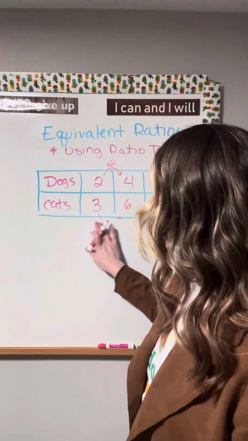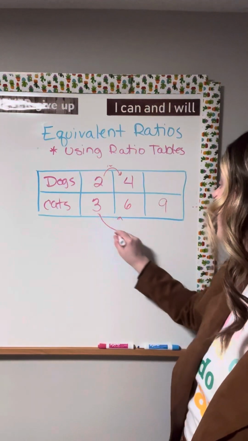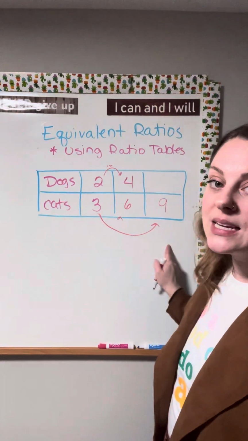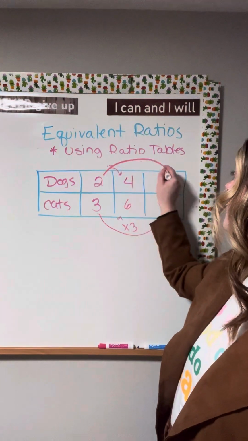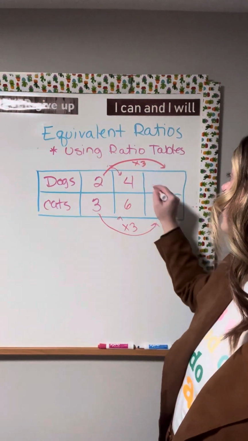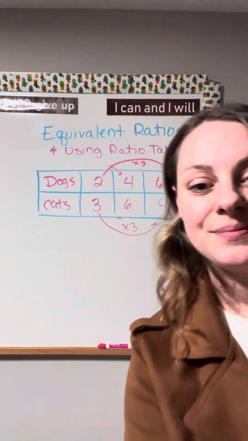All right. And then on this one, I don't have the number up here, I have it down here. So how do I get from 3 to 9? Times 3. And then what I do to the bottom, I do to the top. 2 times 3 is 6. And then I have my table completed.